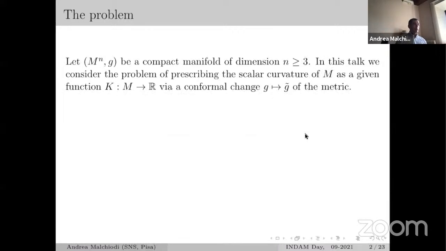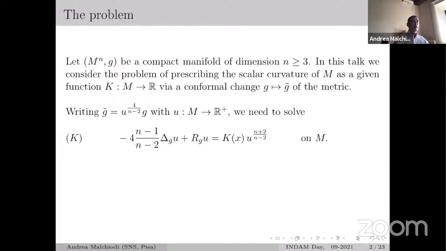Okay. All right, so the problem is classical, so it became a classical problem since the 70s. I consider a compact manifold of dimension greater or equal to 3. And I consider the problem of prescribing the scalar curvature of the manifold as a given function K, defined on M, via a conformal change of the metric. Okay, so I start with a given function K, smooth, on my manifold M, and I want to deform conformally the metric so that the new scalar curvature becomes equal to this function K.